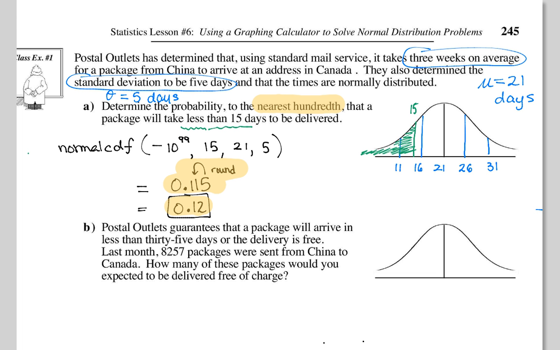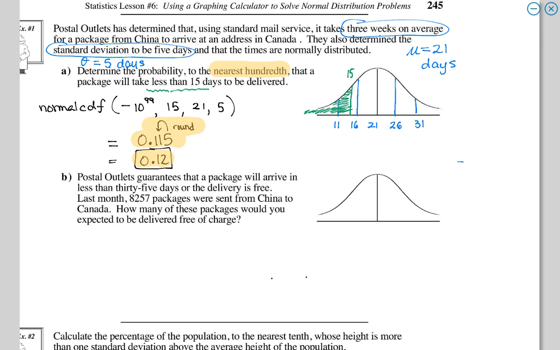All right. So right now I'm thinking to myself, how about I just get it down on the chart? 35 days. Where does that go on my chart? Just past 31. So it's over here somewhere. There's 35. Now, it says it's going to be free if it's not delivered in less than 35. So if it's longer than that, it's like when you order a pizza. If it doesn't come in 30 minutes, it's free.